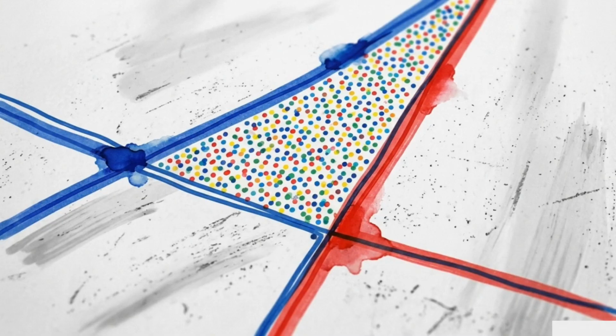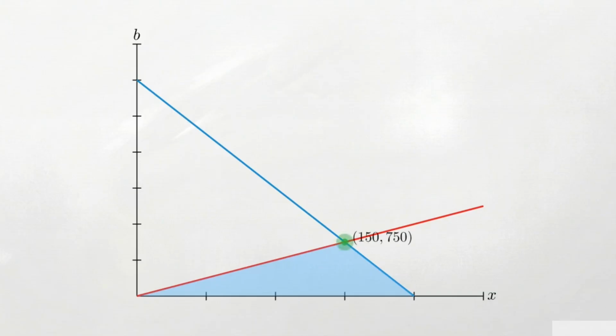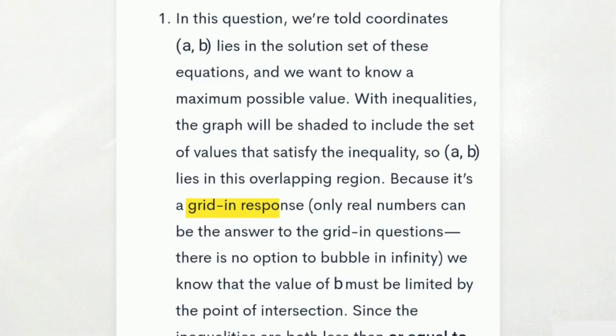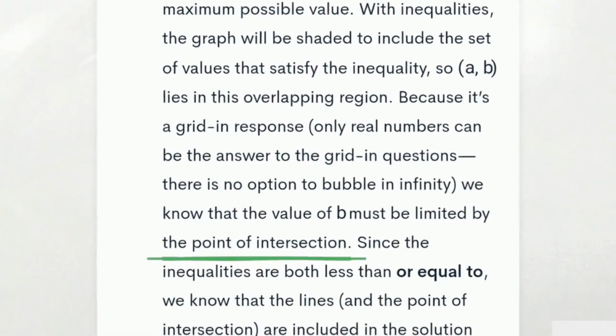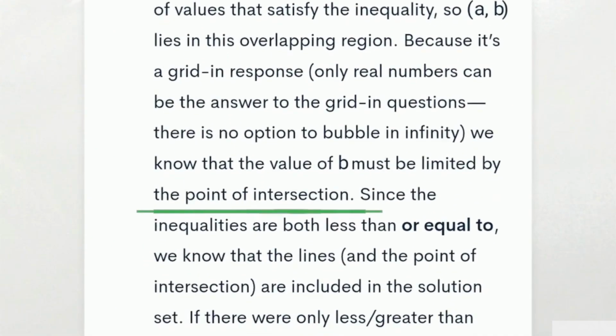But remember our goal. Where is the absolute highest y value? Looking at the shape, the peak is obvious. The highest vertical point is exactly where the two lines cross. This gives us our core rule for grid-in questions. Because the highest value is restricted by these intersecting boundaries, the maximum must be the point of intersection itself. We don't have to draw a perfect graph. We just need to calculate that exact crossing point.